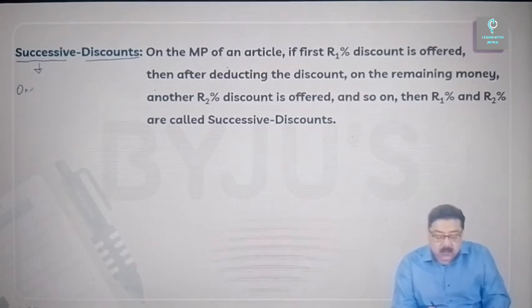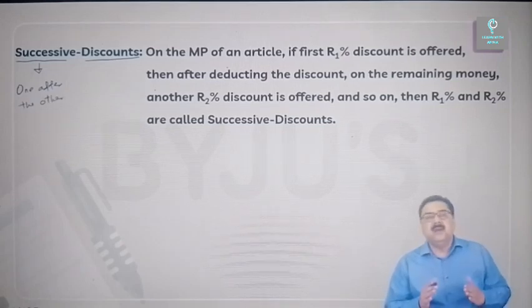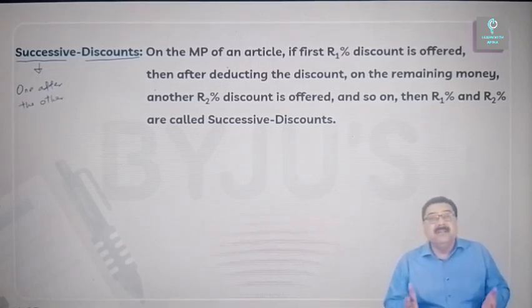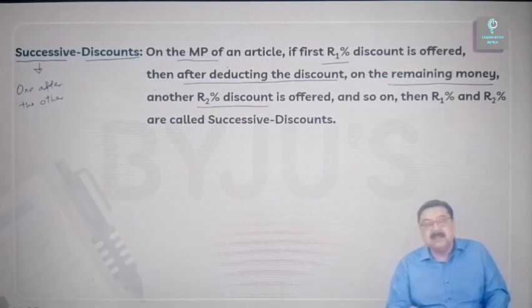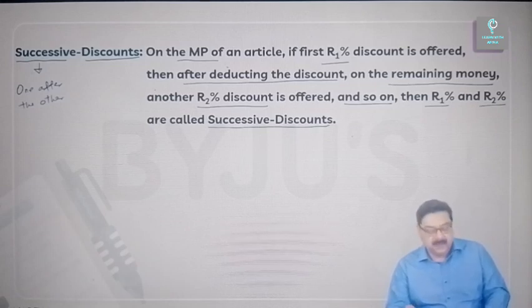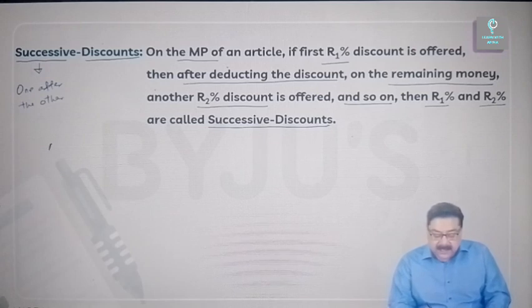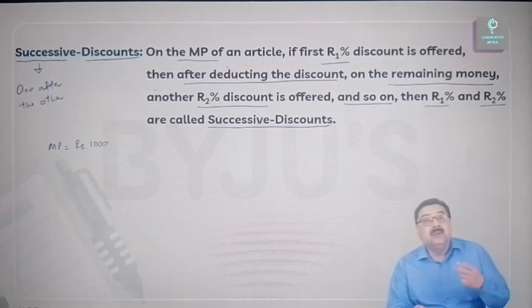Successive discounts. Now, what does the term successive mean? It means one after the other. So when you are given discounts one after the other, then you have been given successive discounts. So on the marked price of an article, if first R1% discount is offered, then after deducting the discount, on the remaining money, another R2% discount is offered, and so on, then R1% and R2% are called successive discounts. Taking the same example, let us say that the marked price of a shirt is rupees 1000 and on that two discounts are offered.